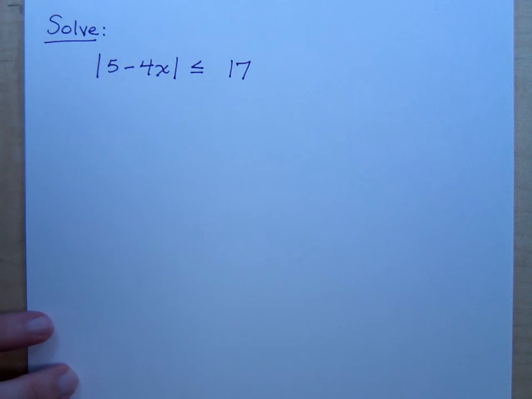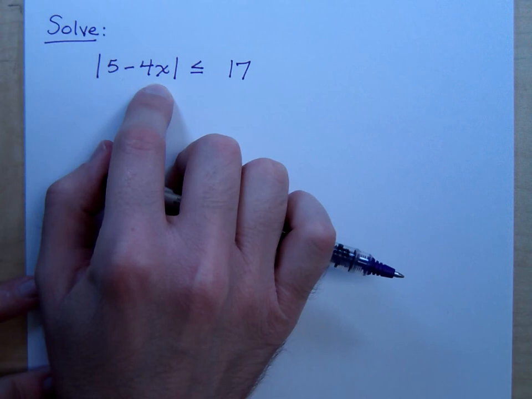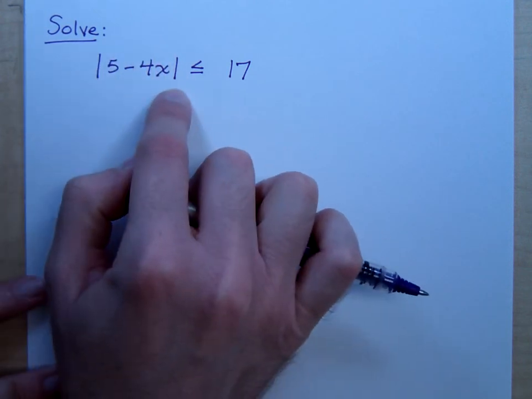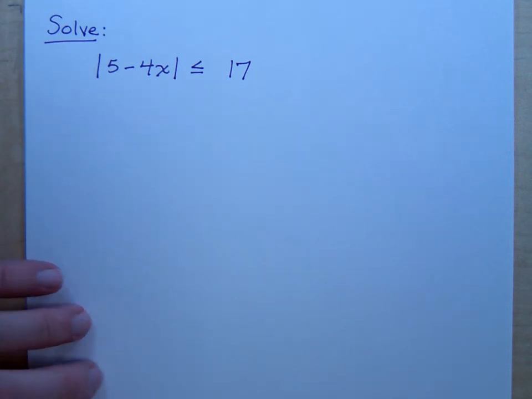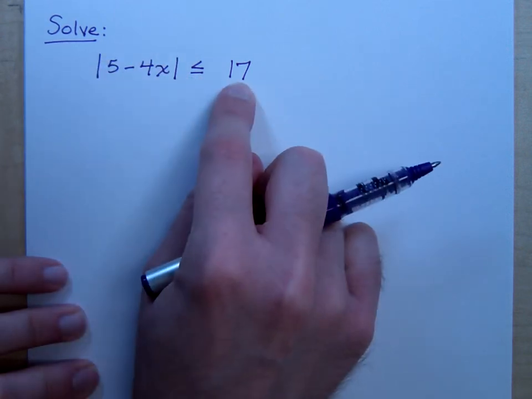Here's something we need to understand about absolute values. You cannot take the absolute value of 5 and then the absolute value of negative 4x. It doesn't work that way because the absolute value acts as a grouping symbol, which means you do the work inside first before you can apply the absolute value. So since we haven't done the work inside and we can't because we don't know what x is, we have to maintain the absolute values. But the absolute value, your distance, has to be less than or equal to 17.